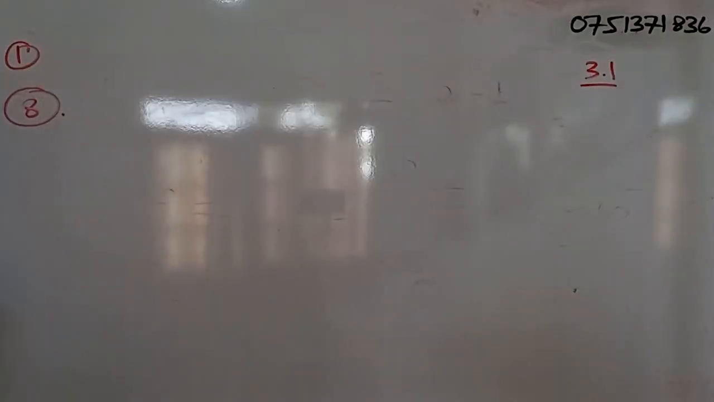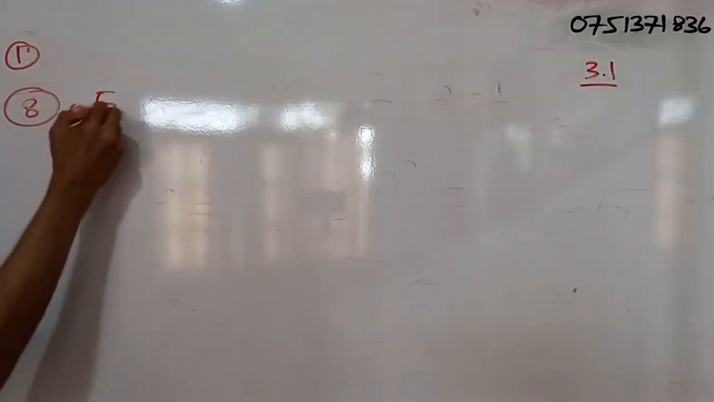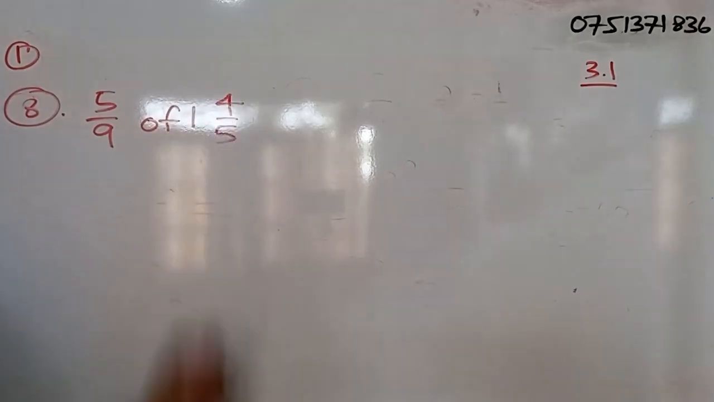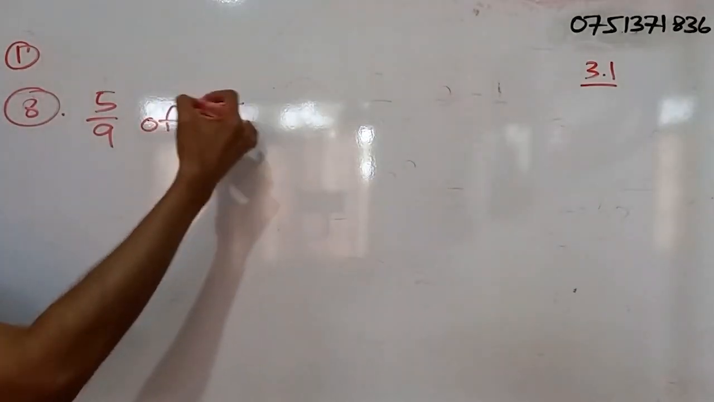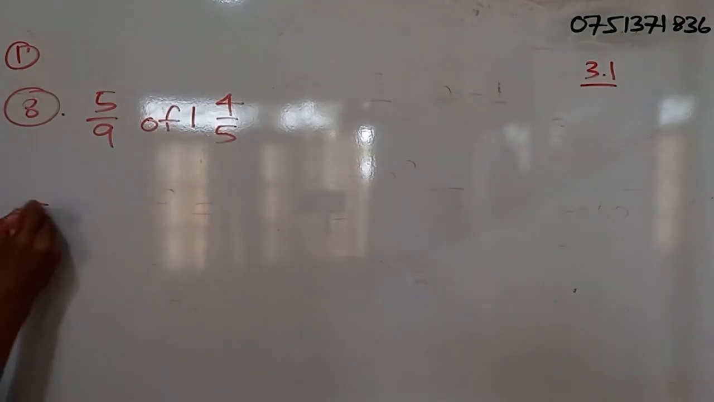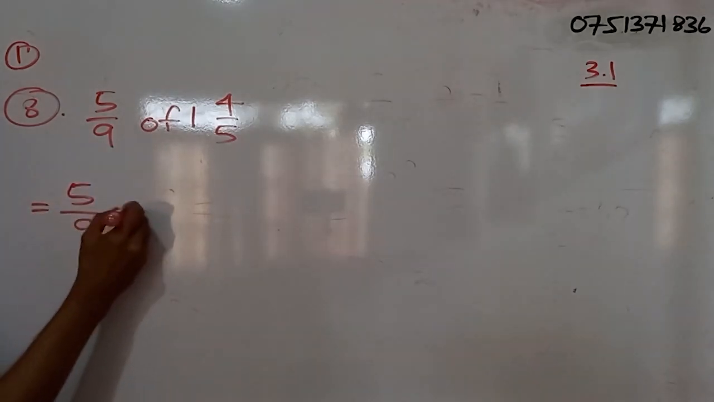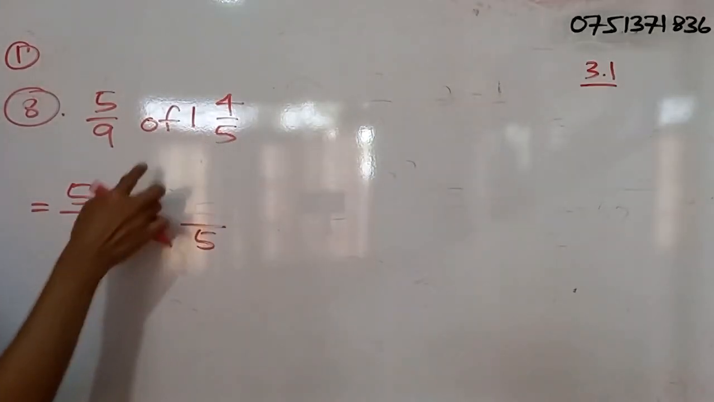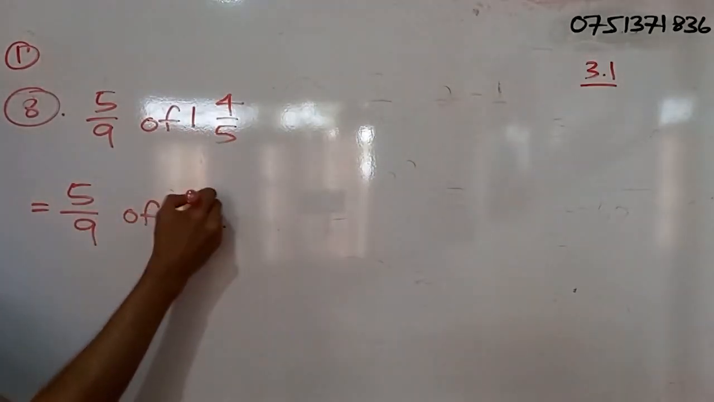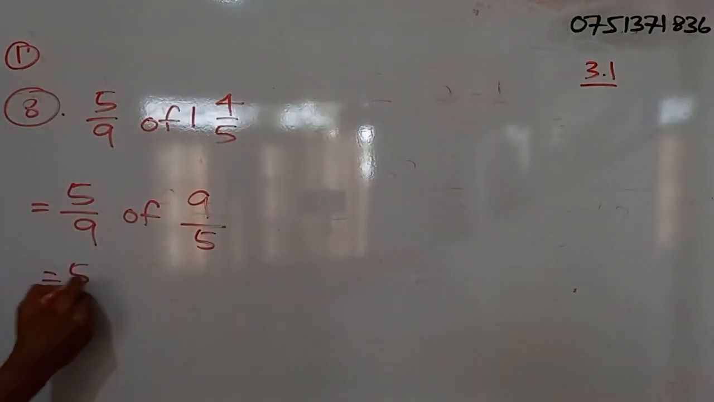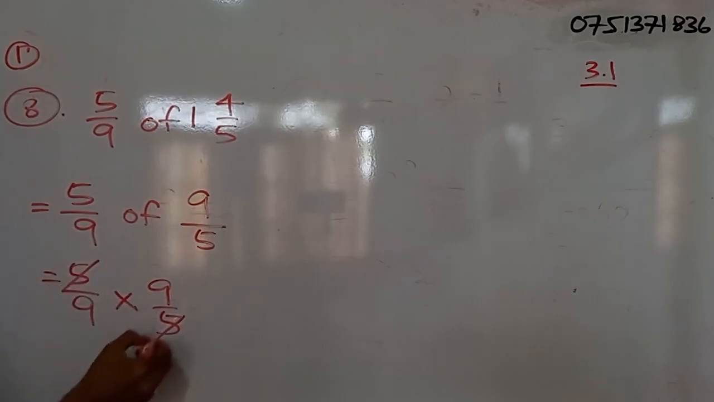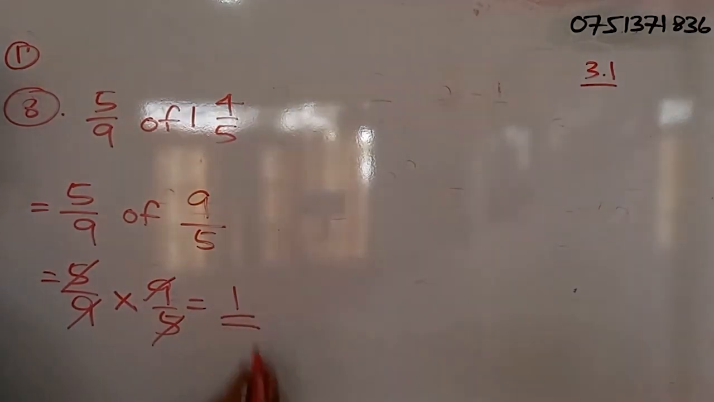So the next part 8. We have 5 by 9 of 1 and 4 by 5. We have to convert this mixed number into an improper fraction. Here the denominator will be 5, and the numerator 5 times 1, that is 5. Add another 4, becomes 9. So 5 by 9 into 9 by 5. We can cancel out the 9s, cancel out the 5s and 9s. Then 1 is the answer.